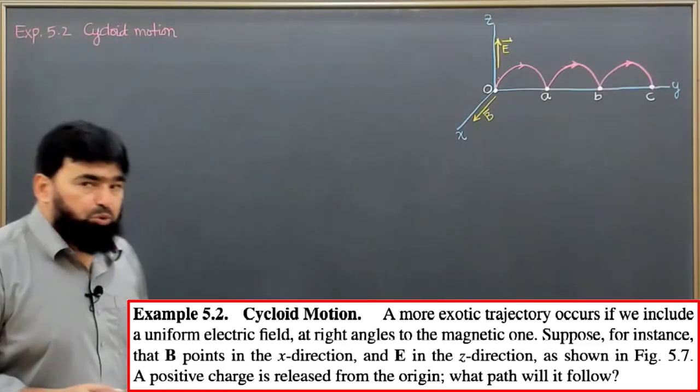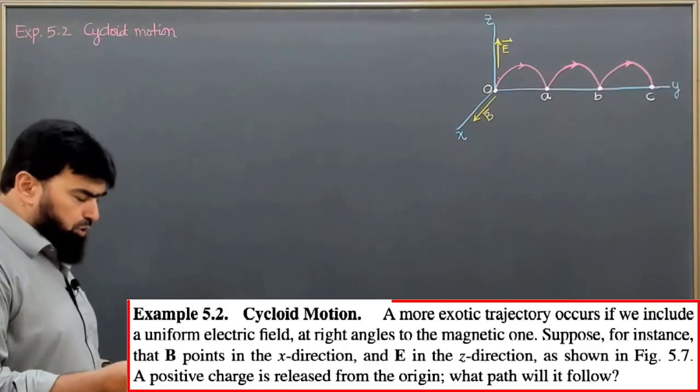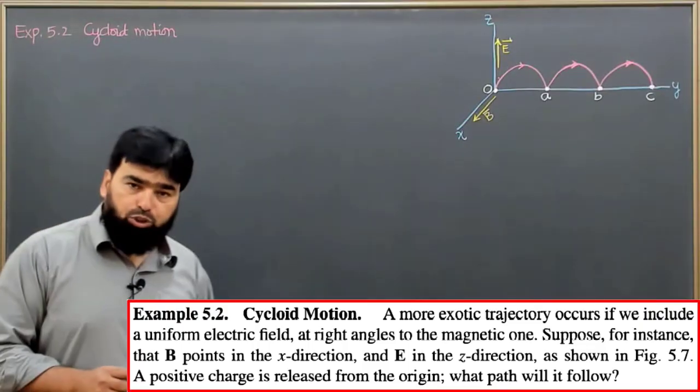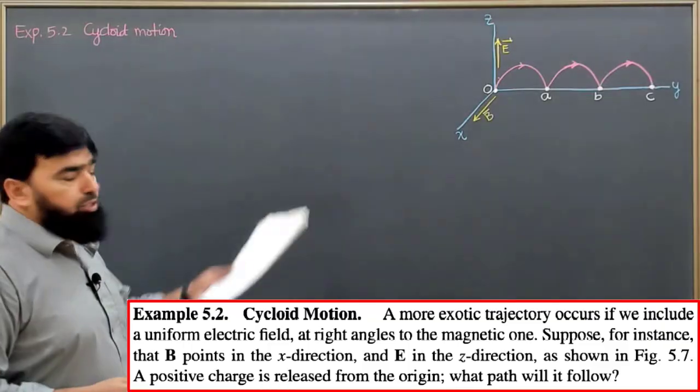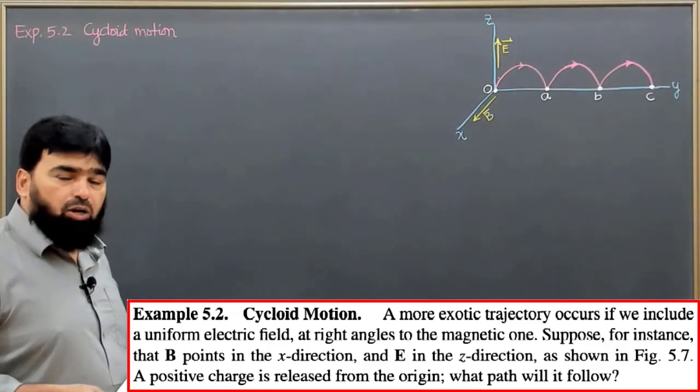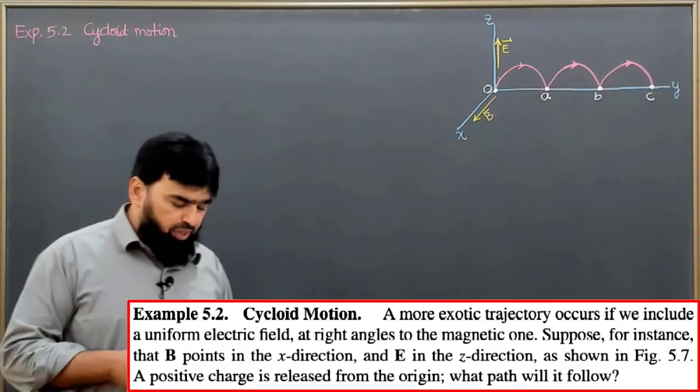Let's move on to example 5.2. Example 5.2 is cycloid motion. The motion which is represented in this figure is called the cycloid motion, which is a semicircle type of motion.